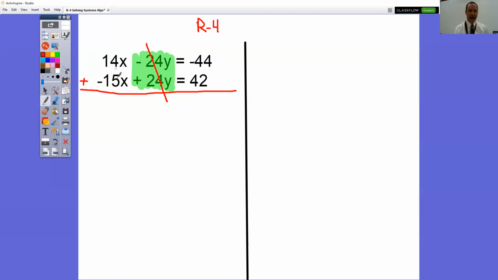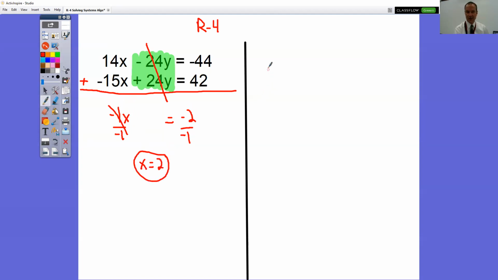So in this one, we want to add going down. 14 plus negative 15 is negative 1x. Negative 44 plus 42 is negative 2. This is just a one-step equation. Divide by -1, divide by -1, and you get x equals 2.